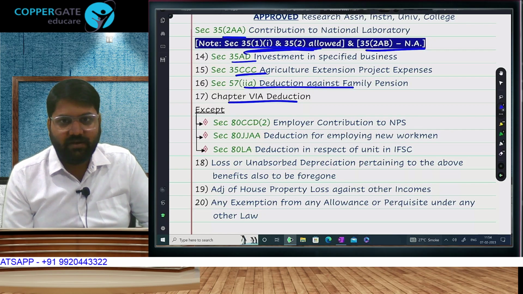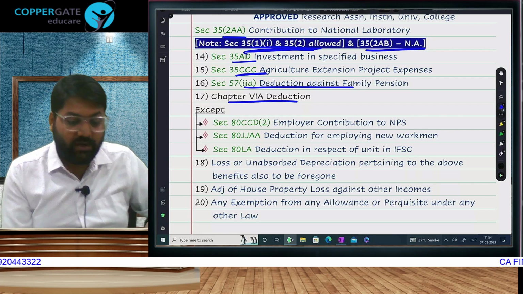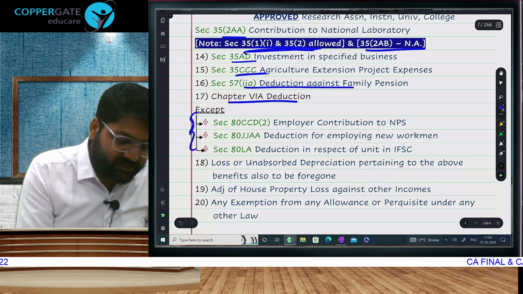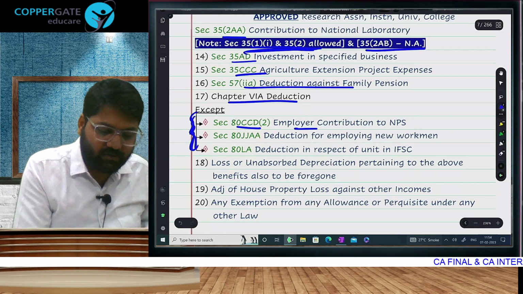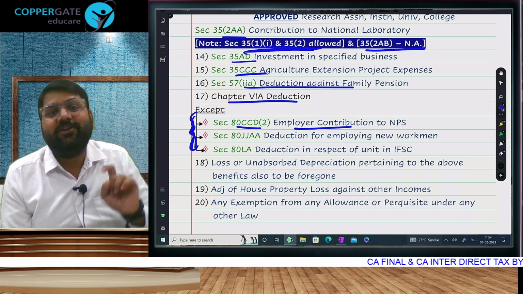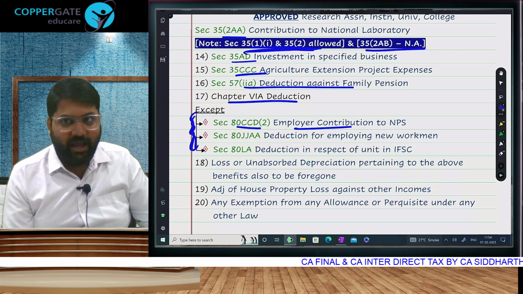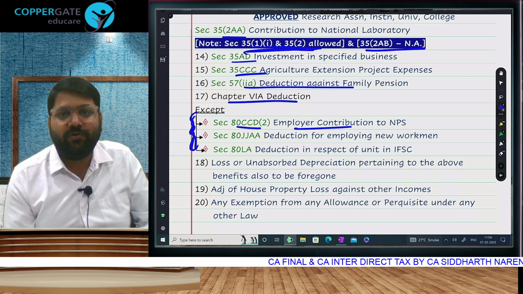Chapter 6A deduction will not be allowed in the new regime, subject to exception. That means these are allowed even in the new regime. 80CCD(2), employer contribution to NPS. You know why? This is first added in your salary, so you have to give this deduction. Employer is directly contributing in NPS, but we are adding it in the salary, so we have to give the deduction.